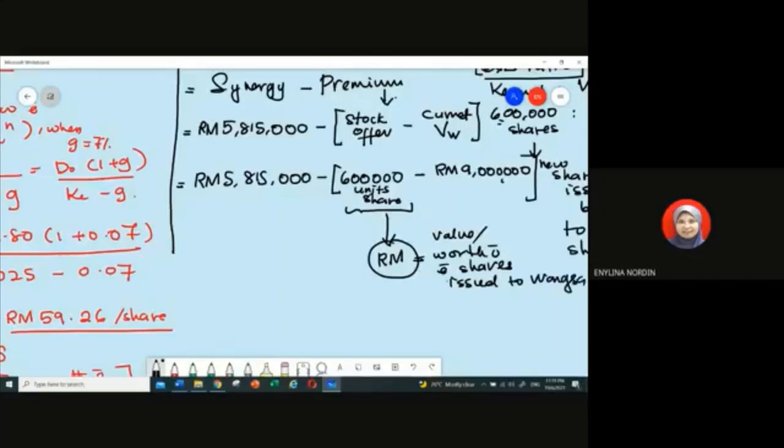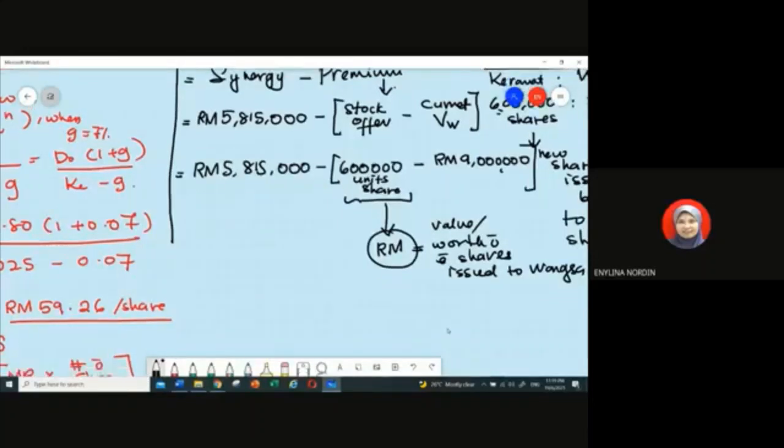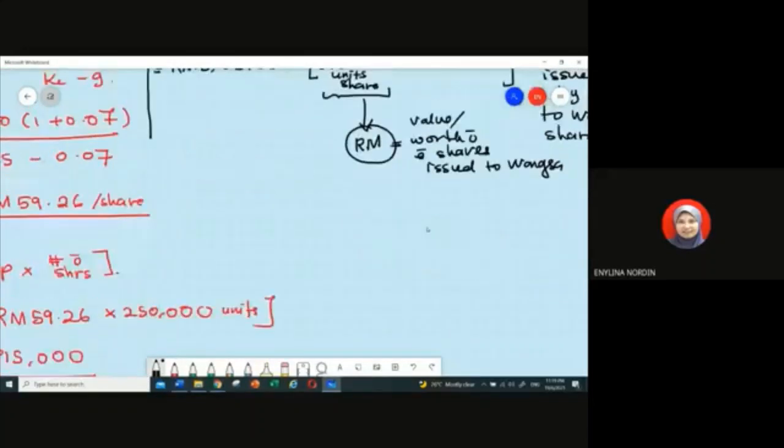So how much is it worth? Okay, in RM. So now we are going to convert it into RM. All right, next we proceed. Okay, and we again take the value of the synergy, 5,815,000. All right, now we want to convert the number of shares into RM.